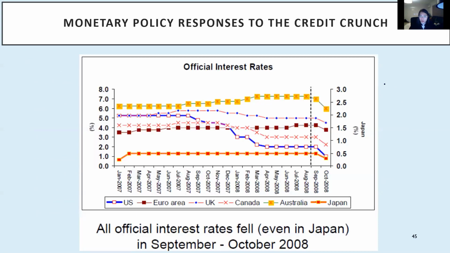Other banks followed the same strategy. During the crisis period, a lot of banks also decreased their interest rates, especially in Japan, even where they already had a low interest rate. And a lot of other countries have different quantitative easing methods as well.